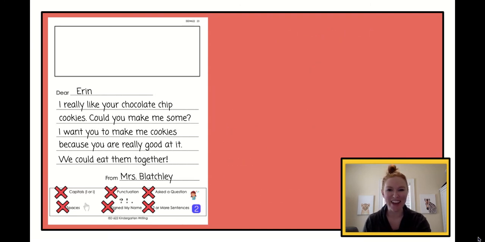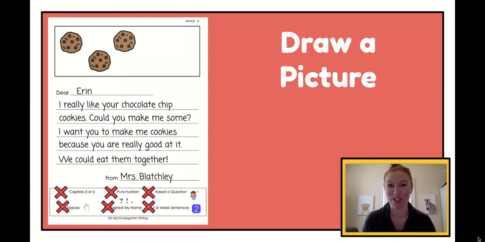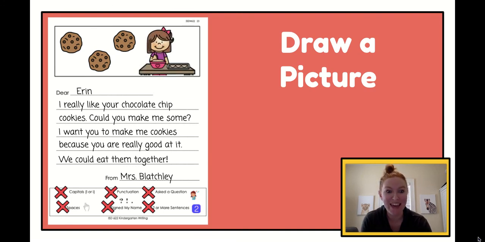Now, there's one last thing that I'm going to do in my letter, and that is draw a picture. I'm going to draw a picture of the chocolate chip cookies that Miss Erin, my sister, is going to make for me. I'm super excited. And I'm also going to draw a picture of her making the chocolate chip cookies for me, because I think that will really help persuade her to do something for me.